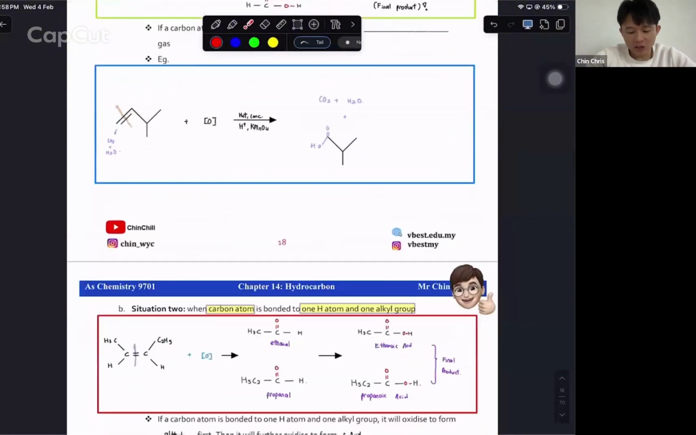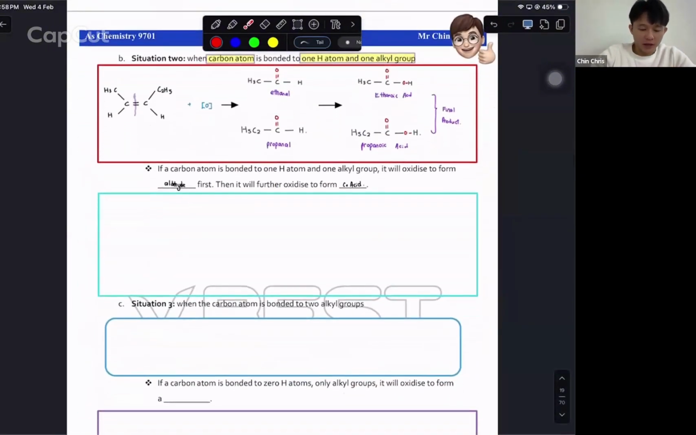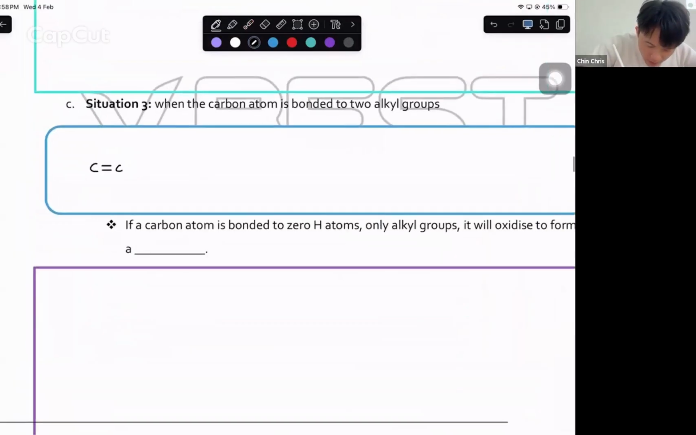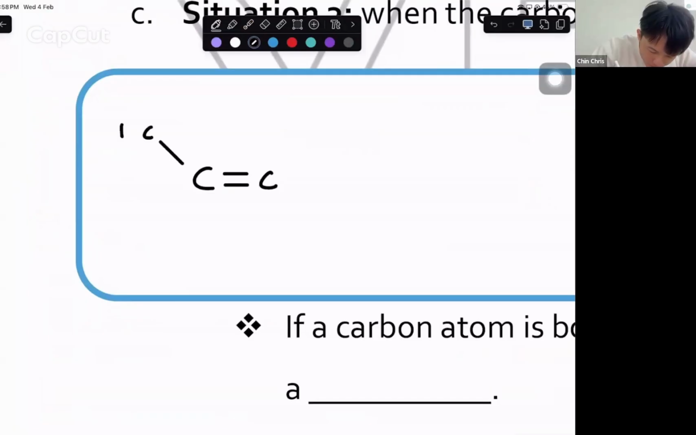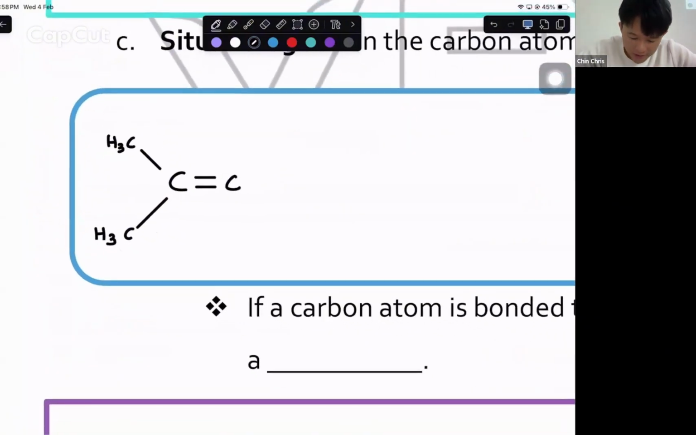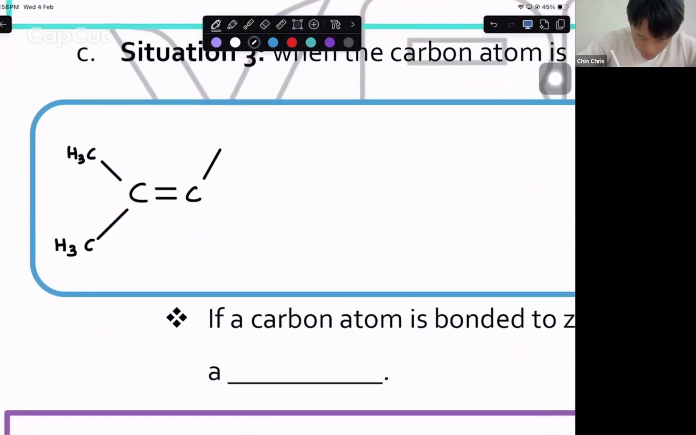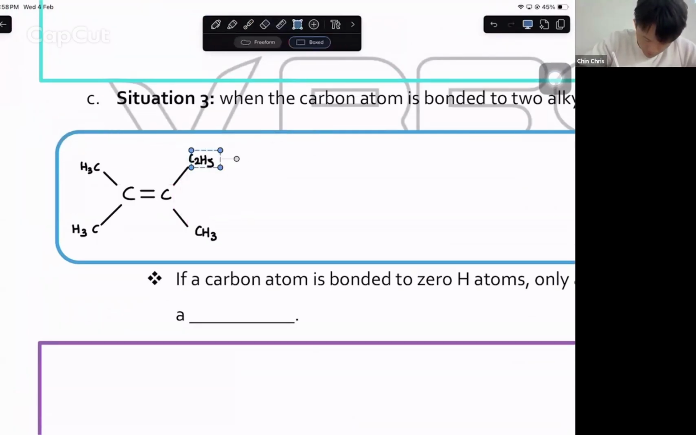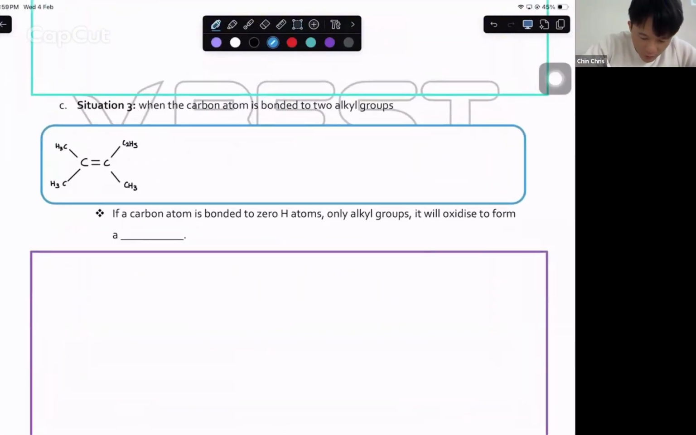Okay, now guys, let's look at situation 3 first. This is when we have a carbon bonded to 2 carbons. You see, this carbon is bonded to one CH3 and another CH3, so it's bonded to 2 carbons. The same thing: this carbon is also bonded to a C2H5 and a CH3. So right now the carbon is bonded to 2 carbons. And if I were to oxidize it, what do I get?